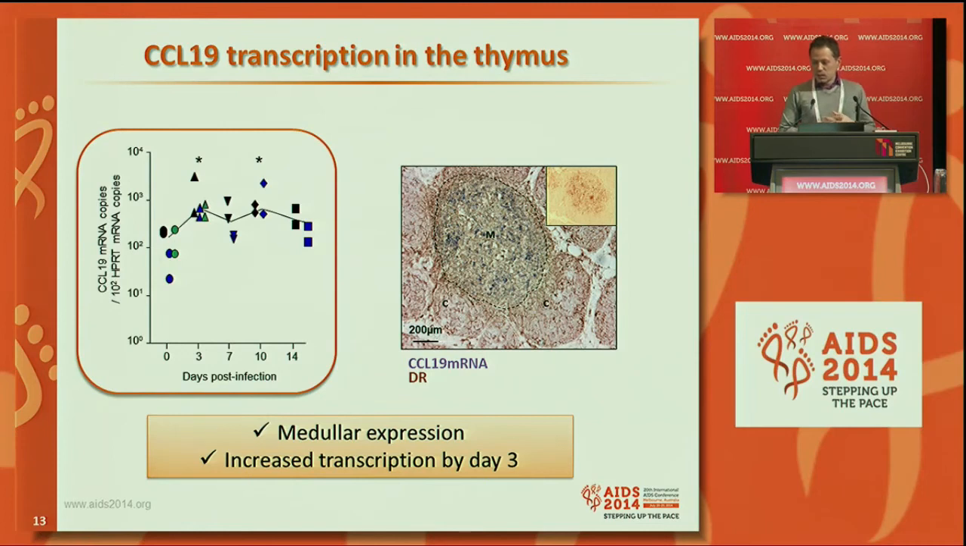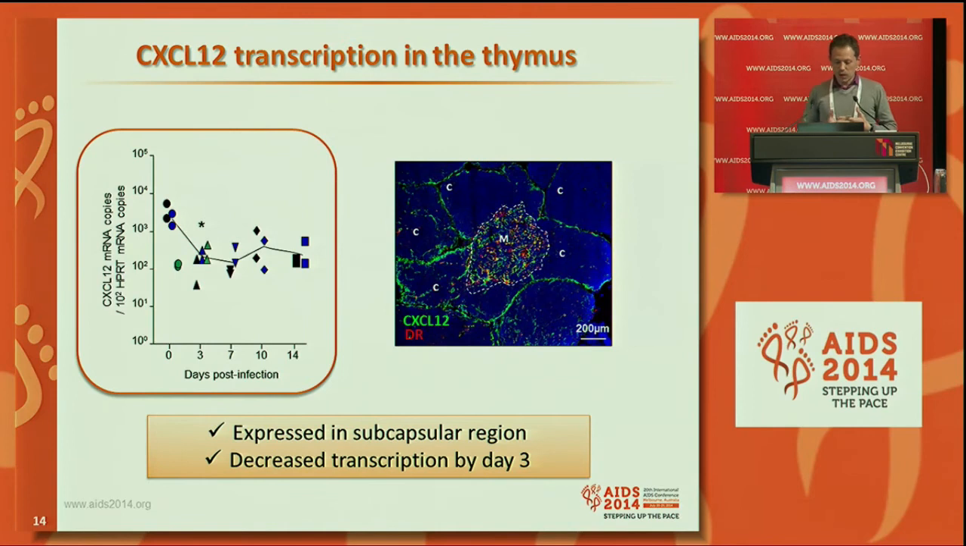You can see also that CCL19 is, as in mice, expressed only in the medulla of the thymus. It is also increased by day 3 post-infection. CXCL12 is mostly expressed in the subcapsular region, as in mice. And the transcription of this chemokine is decreased by day 3 post-infection within the thymus.